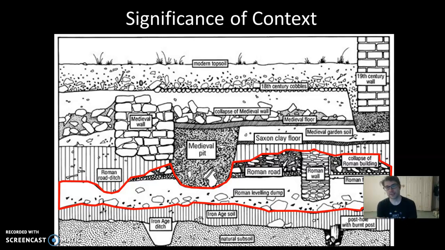The other reason why context is important is knowing what's above and below certain features. So for example, with this blue line looking at the Roman road and the Roman floor, if this Roman floor or Roman road is unbroken, we know that everything found below it dates from before the road and the floor were built. If an object were taken out of the ground without its context, we don't know exactly when or where it came from.